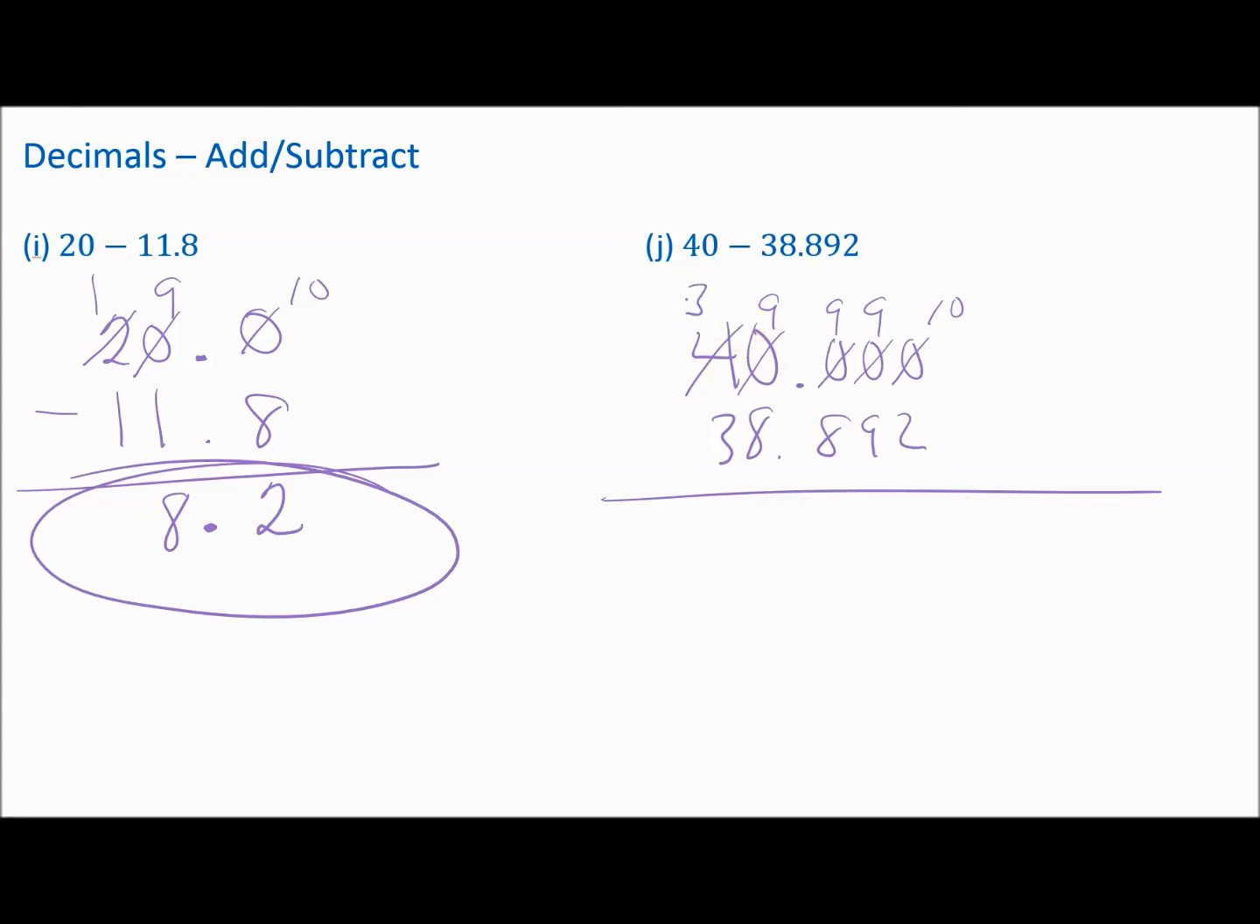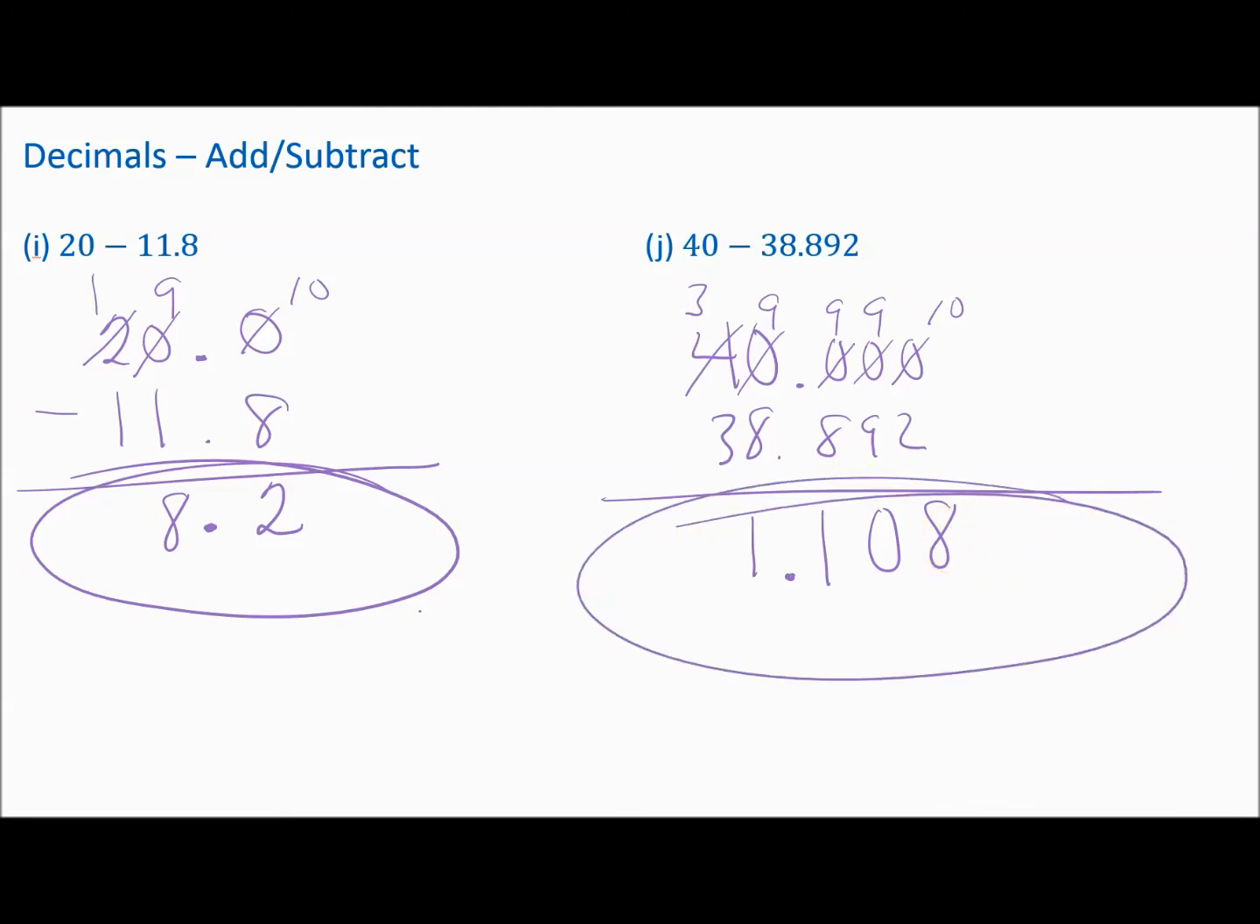So lots of borrowing. 10 minus 2 is 8. 9 minus 9 is 0. 9 minus 8 is 1. There's my decimal. 9 minus 8 is 1 again. And 3 minus 3 is gone. As you can imagine, the difference between 40 and 38 and some stuff is going to be 1 and some stuff. Okay, so probably correct without actually checking it.